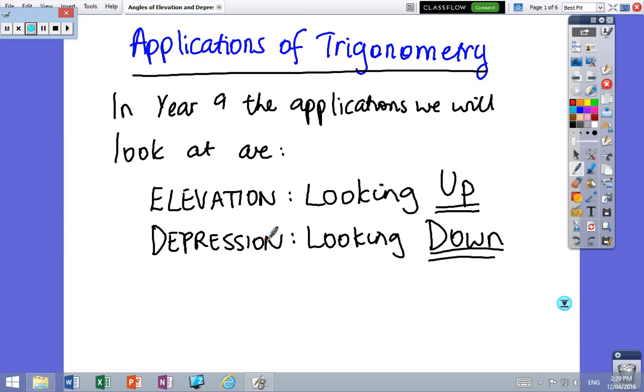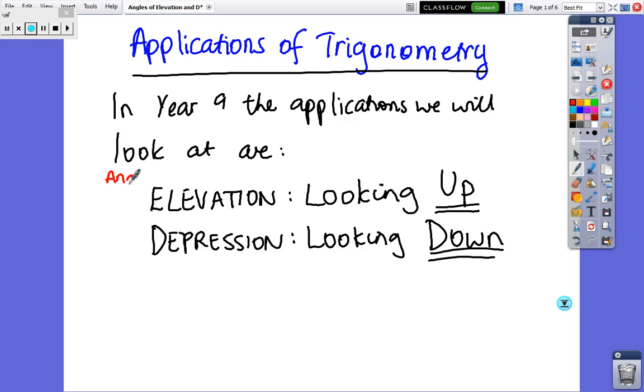Okay, so we're looking at the applications of trigonometry, what you would use trigonometry for. In Year 9, the only applications that we need to look at are angles of elevation and angles of depression. When we're looking at elevation, we're looking up. So when you're looking up, you're looking at angles of elevation, and when you're looking down, you're looking at angles of depression. So copy that down, and when you're ready, come to the next slide.